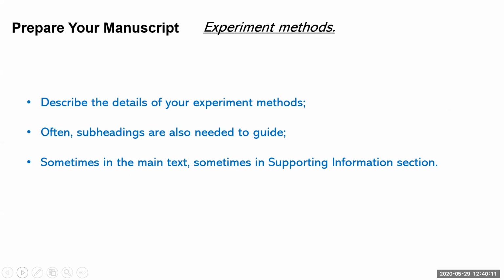So experiments is description. It's just a step-by-step description of your experiment: the methods, the materials, the characterization. And often you use subheadings to guide the description of your methods, starting from materials. So you use maybe 20 or 10 different materials. You want to provide information on where you bought them, what grade they are, and how you treat them.